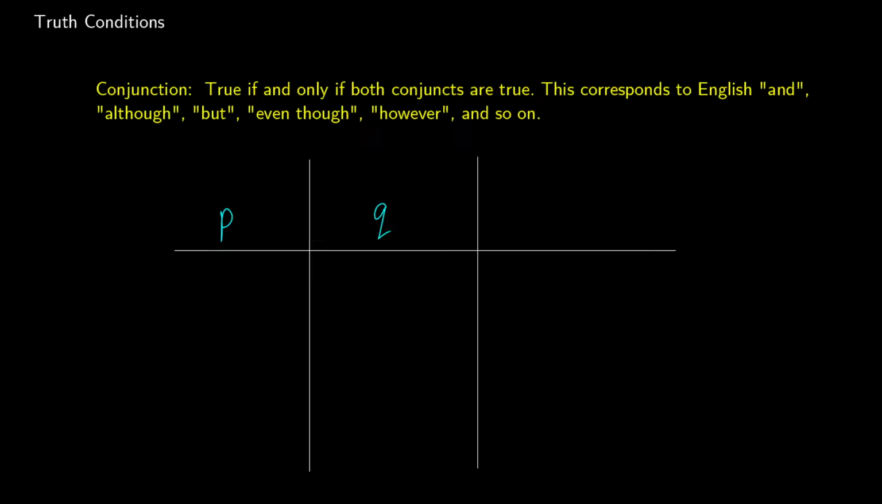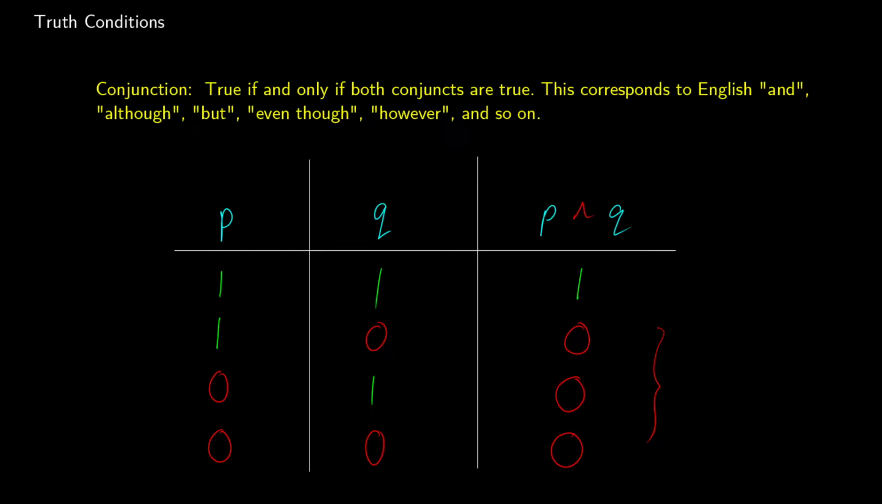So if we set up our truth table with alternating 1s and 0s, so 1, 1, 0, 0, and 1, 0, 1, 0, what we get together is P and Q. And this is true only when both sides are true. So it's true if P is true and Q is true. But if either one of them is false, so in the second row Q is false, in the third row P is false, in the fourth row they're both false, in these 3 cases, it comes out to be 0. It comes out to be false.